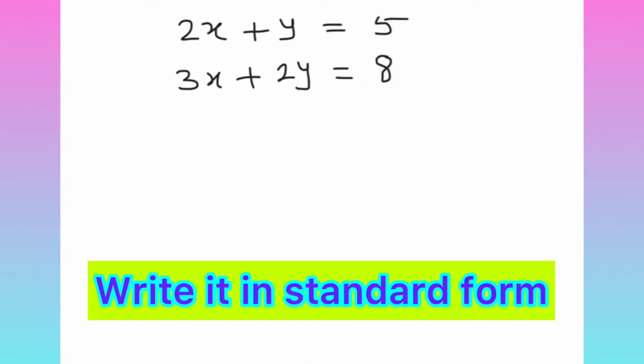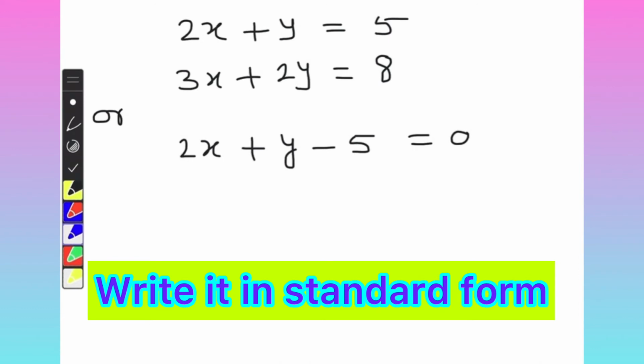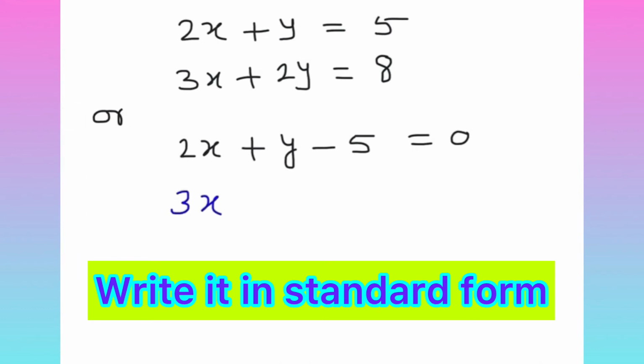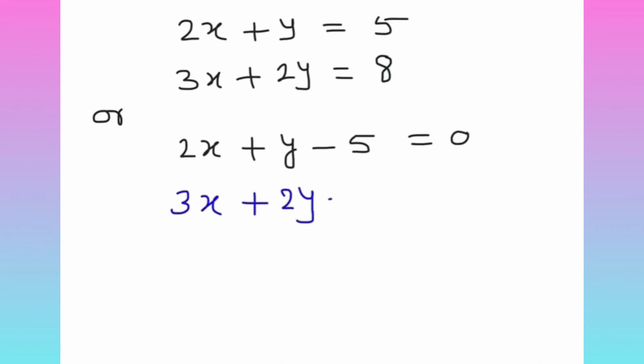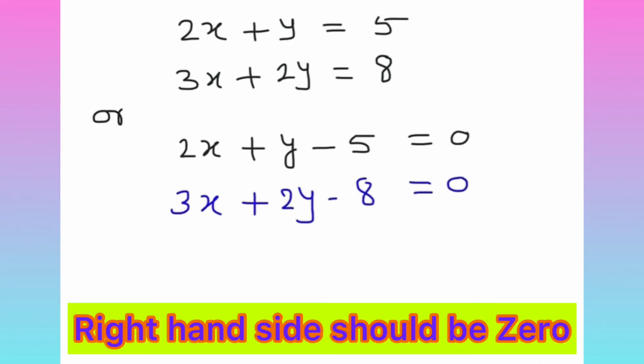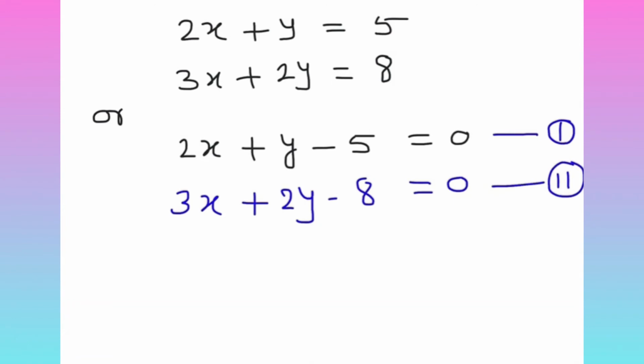You will get 2x plus y minus 5 equal to 0, and the second equation as 3x plus 2y minus 8 equal to 0. So this is the system in the standard form. Let us say this is equation number 1 and this is equation number 2. So first of all you will check whether this system exists or not. Exists means this system has a unique solution or not, means this system is consistent or not.